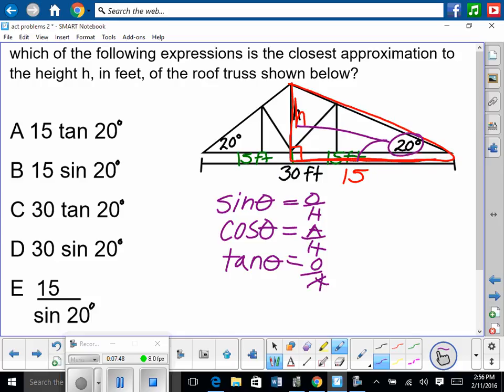So we have the opposite from theta and the adjacent side from theta. So we'll use tangent, right? So we have tangent of theta, but our theta is 20, right? Tangent of 20 is equal to opposite, which is h, over adjacent, which is 15. Now it's just algebra to solve for h, right? So when we multiply both sides by 15, then look, boom, 15 tangent of 20.